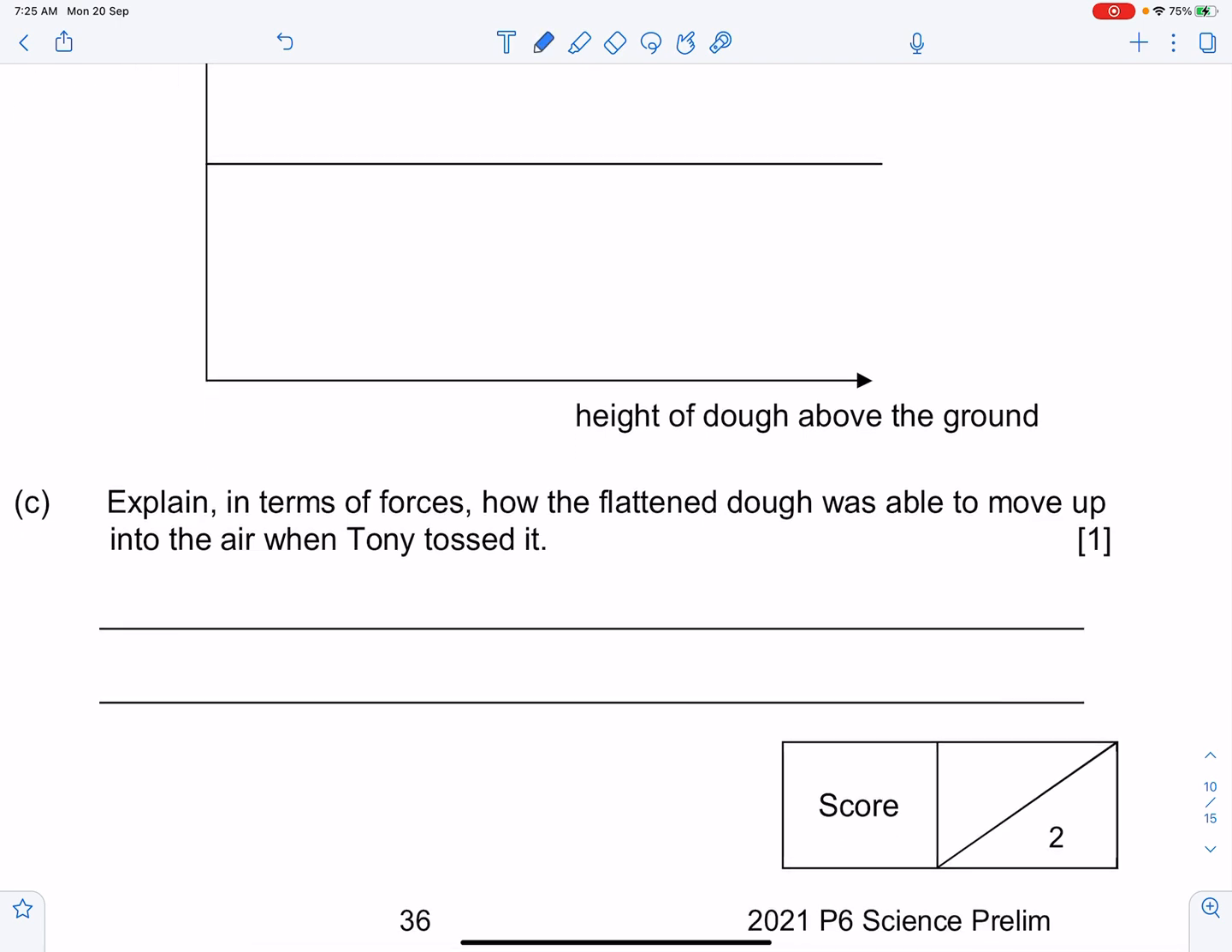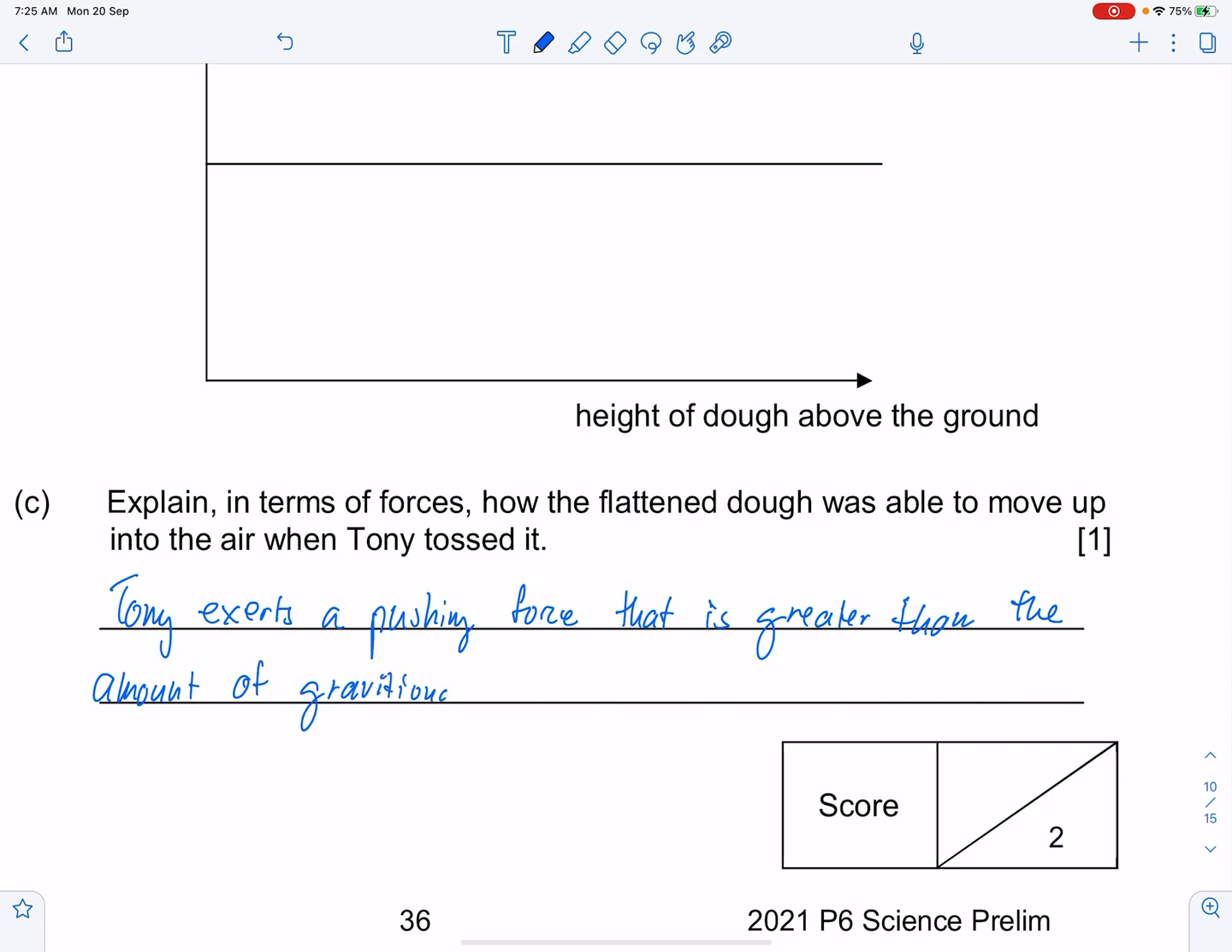So how would your answer look like? Tony exerts a pushing force that is greater than the amount of gravitational force. Thus, the dough is able to move up.